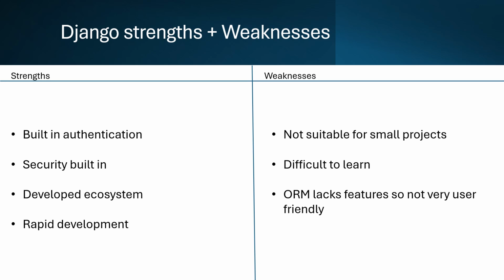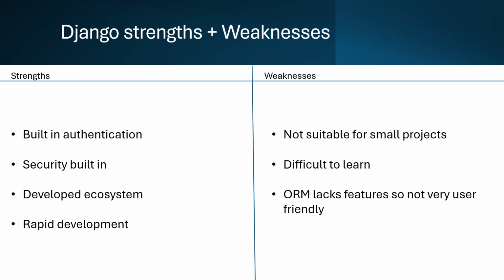On this next slide, I have listed Django strengths and weaknesses. For example, there are a number of different strengths, such as built-in authentication, and security built in, which is very good, so it makes users a lot more at ease when using the framework, because there are other frameworks like Angular that don't have security built in. It also has a developed ecosystem, that's rapid development.